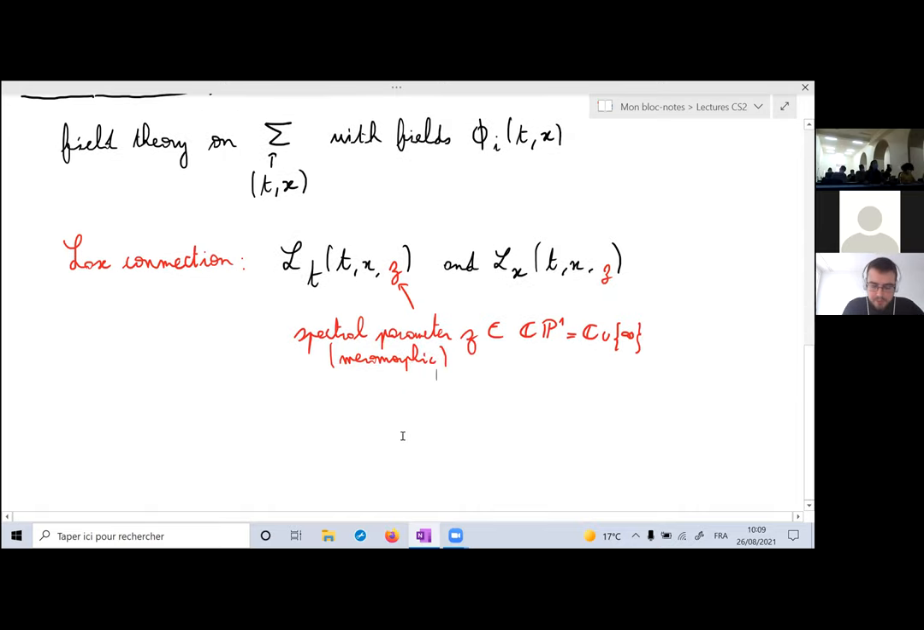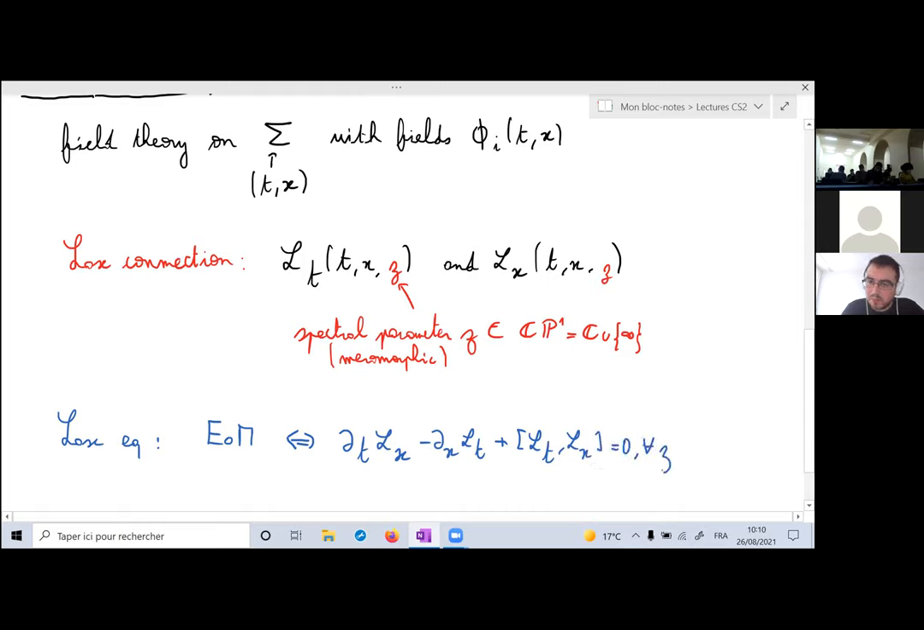And well, the important equation that this Lax connection should obey is the Lax equation, which says that the equation of motion of my field theory should be equivalent to the zero curvature equation for my Lax connection, which takes the following form. So ∂_t L_x − ∂_x L_t plus the commutator [L_t, L_x] equals zero. And this, well, should be true for all values of the spectral parameter z.